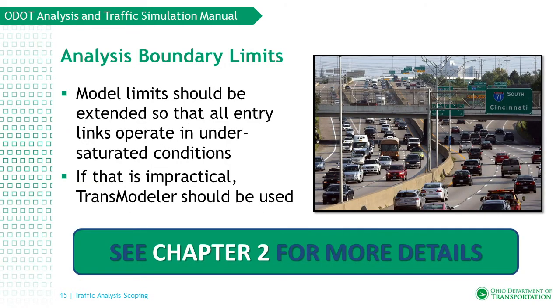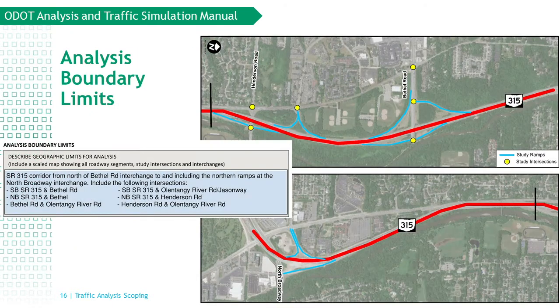Model limits should be extended so that all entry links operate in undersaturated conditions, meaning that the segments on the boundary of the study area are not operating over capacity. If it is impractical that the study limits be expanded so the network is free of queuing that extends beyond the study limits, Transmodeler should be used for the analysis. Chapter 2 of the OATS manual includes more details about selecting appropriate boundary limits. A scaled map showing all study interchanges and intersections must be included with the traffic analysis scoping document. Also, the geometric limits should be described as shown here for the sample project.